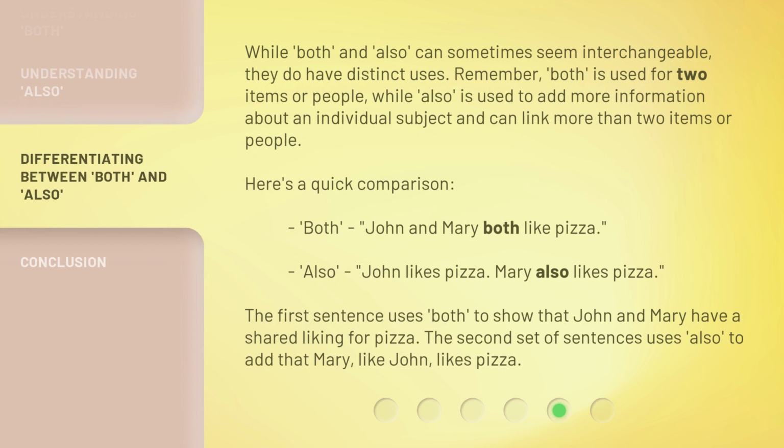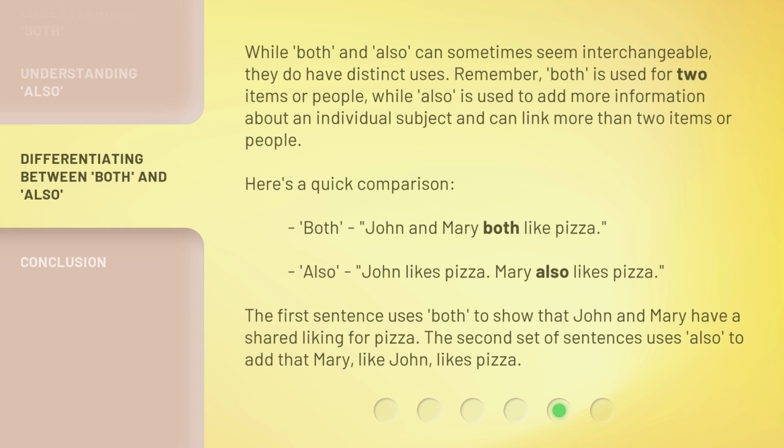While both and also can sometimes seem interchangeable, they do have distinct uses. Remember, both is used for two items or people, while also is used to add more information about an individual subject and can link more than two items or people.